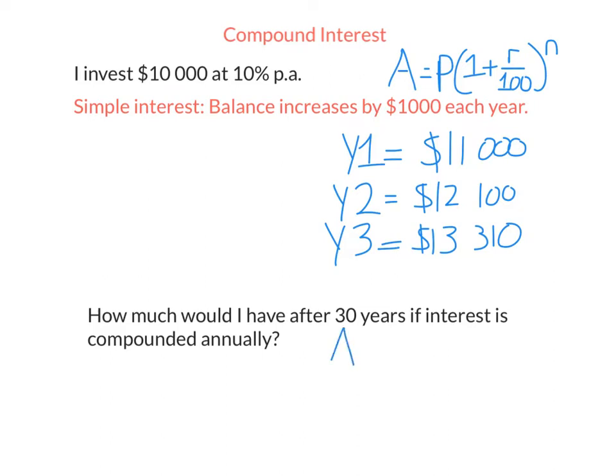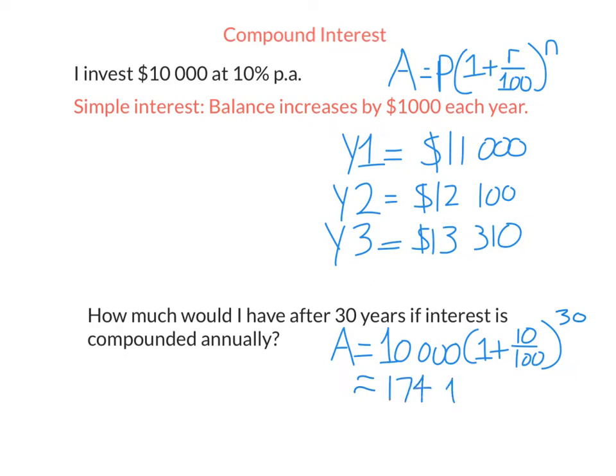So the amount I have is P means principal again, what I started with, times 1 plus R. R in this case is 10 over 100. Now, N is the number of compounds. So if I compound it annually for 30 years, I'm going to compound it 30 times. So putting that on calculator, to the nearest dollar, I get 174,494. So just be aware, this is how much I have.